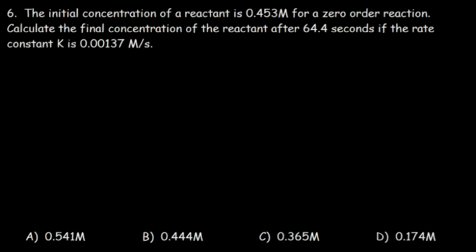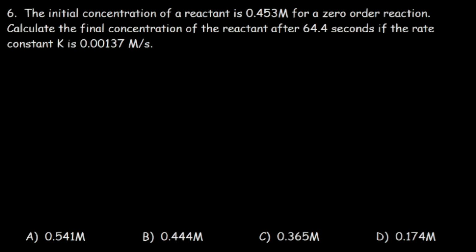Number 6. The initial concentration of a reactant is 0.453 for a zero order reaction. Calculate the final concentration of the reactant after 64.4 seconds if the rate constant k is 0.00137 M/s.